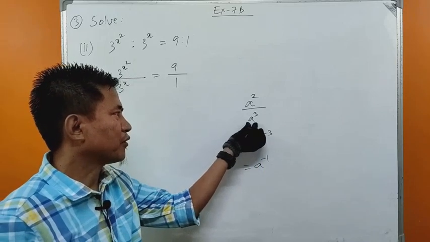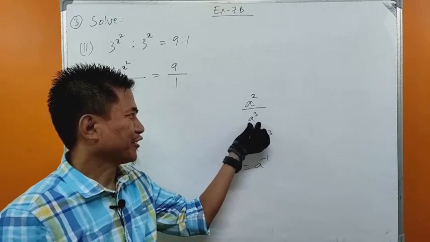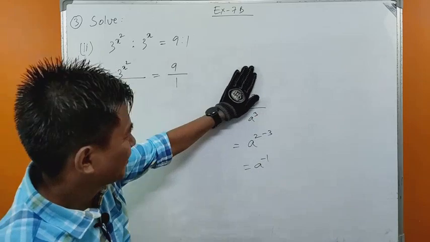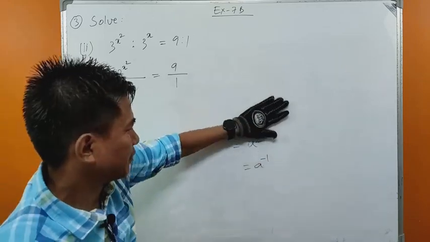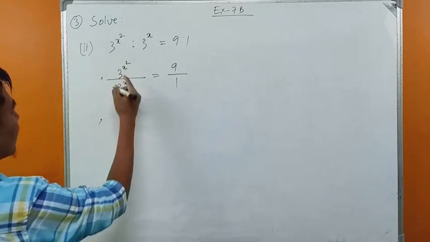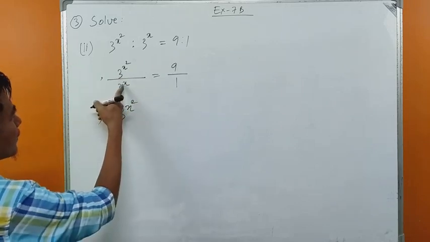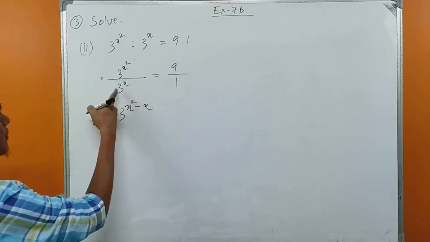If I take the number from the denominator to the numerator, the sign of the power changes. If the bases are same, their powers will be added or subtracted depending upon their sign. So we have 3 to the power x squared, 3 to the power x squared. Now this x goes to the numerator and becomes minus because the bases are same, that is 3.